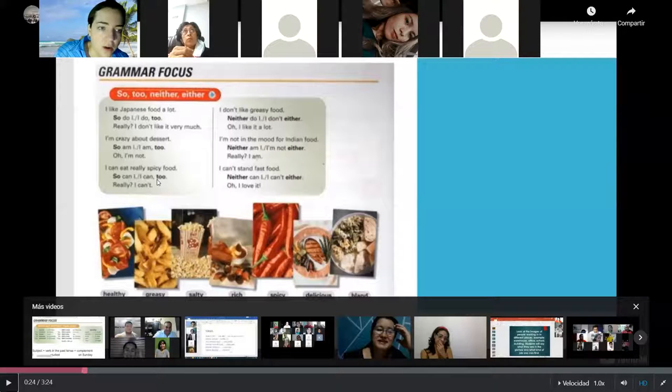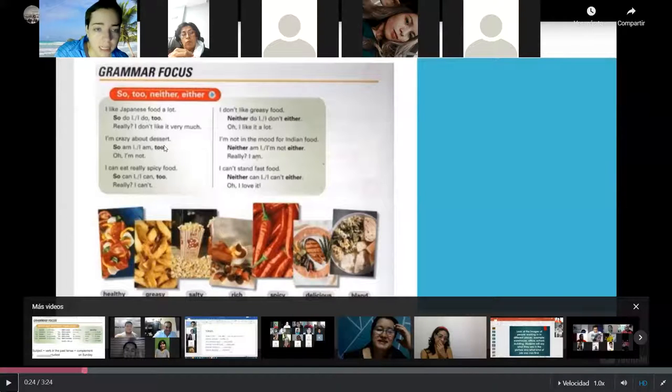Now, so can I or I can too. Ahora, ¿cuál es la diferencia between this one, I like Japanese, and this one, I can eat? Okay. Here, if you pay attention, I like, ¿sí? I like, quiere saber, ser, es un verbo, ¿sí o no? No es un auxiliar, okay? Here it says I can. Can puede ser un verbo, or it could be also an auxiliary. So here will be, so can I, okay, or I can too.